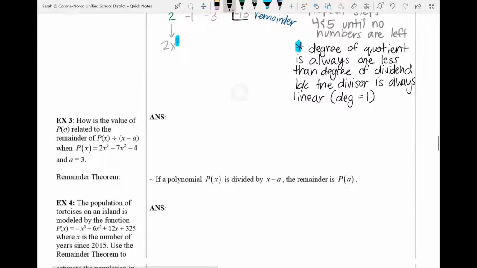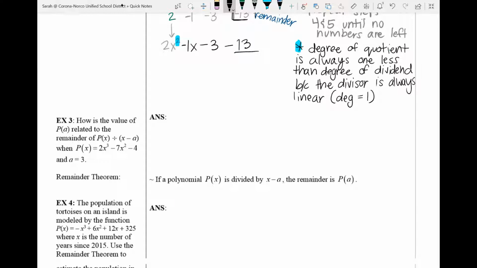So this will happen every single time. So this coefficient is on a variable with a power 1 less than that of the dividend. So in our case, x squared, because we had an x cubed. And then each of these coefficients go along with the next term. So if I have a negative 1 here, it's going to be minus 1. And since that was x squared, the next term is going to be x. And then the minus 3 is going to be the constant term. And then we already talked about the negative 13 is the remainder.